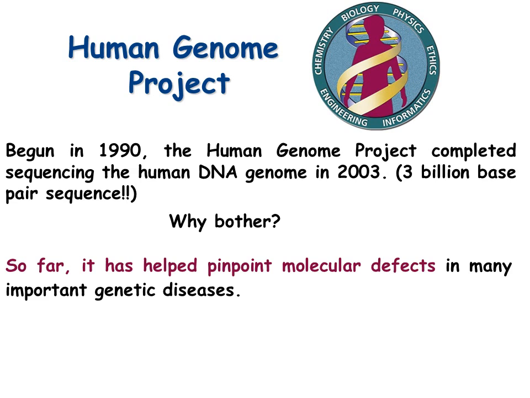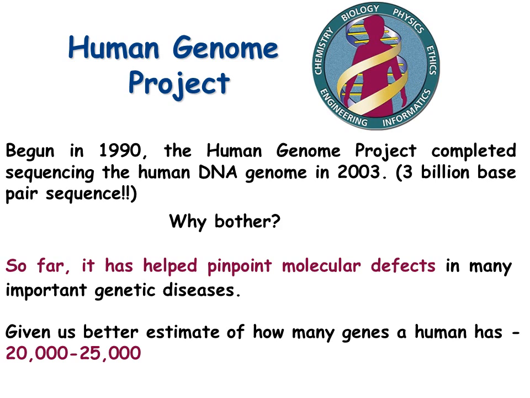Why bother? Well, it's helped us pinpoint molecular defects in many important genetic diseases, and it has given us a better estimate of just how many genes a human has, which surprisingly is as low as 20 to 25,000. Originally, when I was in graduate school, we thought it was about 100,000, but now we find it's a lot less, and we know why that is too.